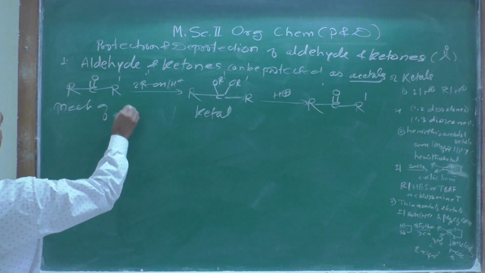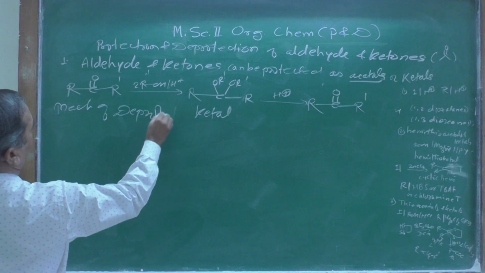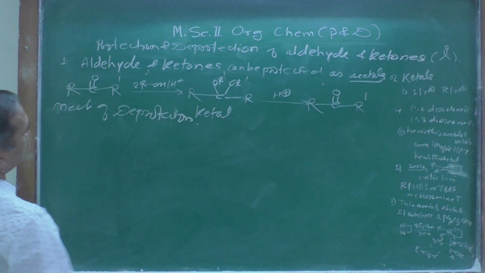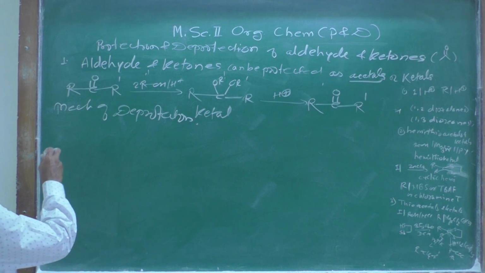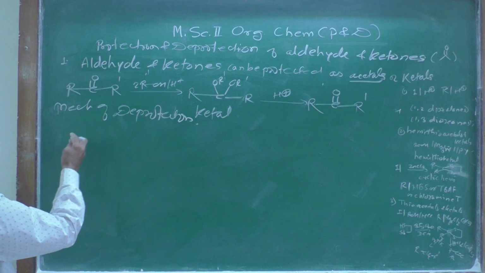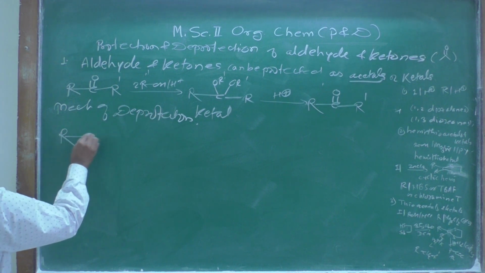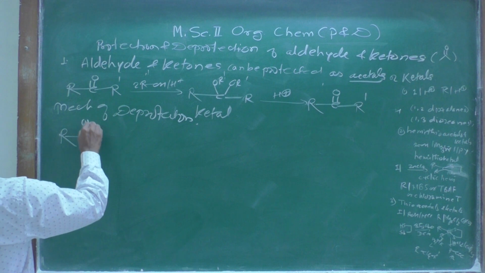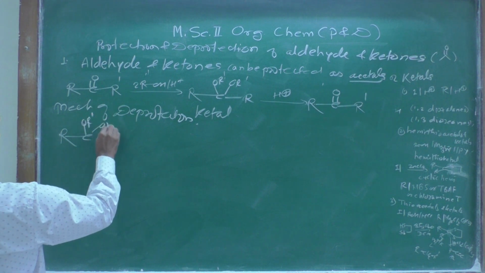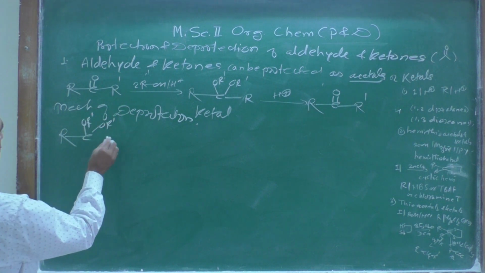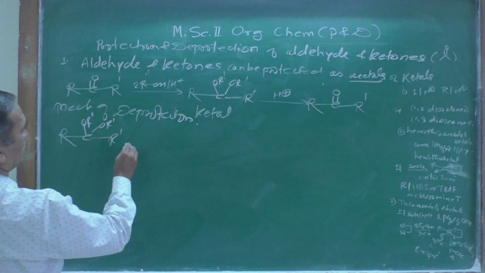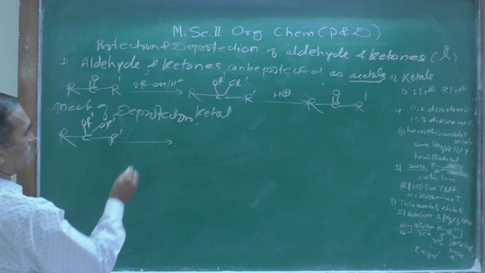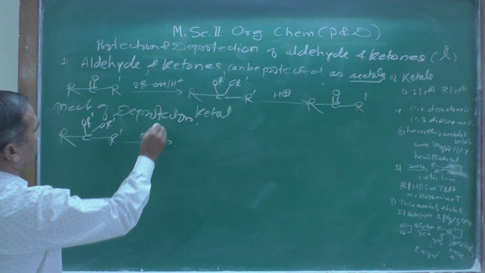Mechanism of deprotection. So how does the mechanism of deprotection take place? Let us see over here. As we know, the protecting group here is OR', OR'. Now deprotection can be carried out under acidic condition.